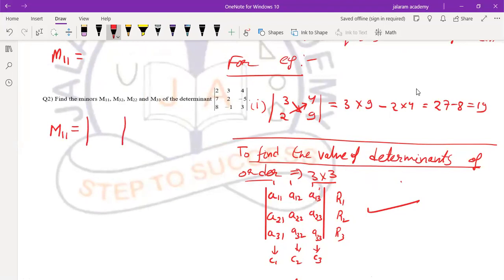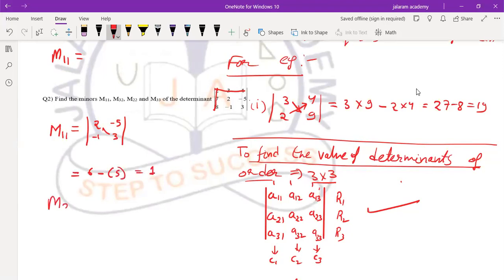Clearly, when there is a matrix of order 3 cross 3, its minors will be of the order 2 cross 2, as one row and one column will be deleted. And determinants are always square determinants. So first row is deleted, first column is deleted, remaining is 2, minus 5, minus 1, 3. So what will be the value? 2 into 3, 6, minus 5 into minus 1, 5. 6 minus 5, it is 1.